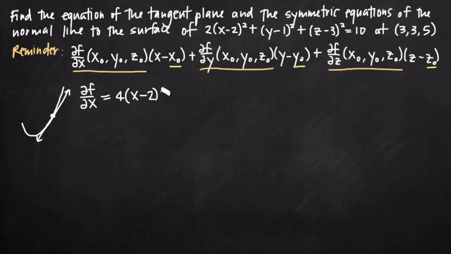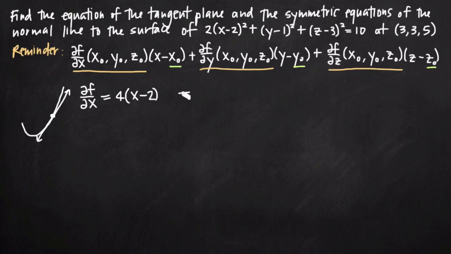Now, according to chain rule, we have to multiply by the derivative of this inside function. We have to multiply by the derivative of x minus 2. Well, the derivative of x minus 2 is just 1, because the derivative of x is 1, the derivative of negative 2 is 0, so we get 1 minus 0, or just 1. So we don't have to actually write that down. Multiplying by 1 won't change anything. So here's our partial derivative with respect to x.